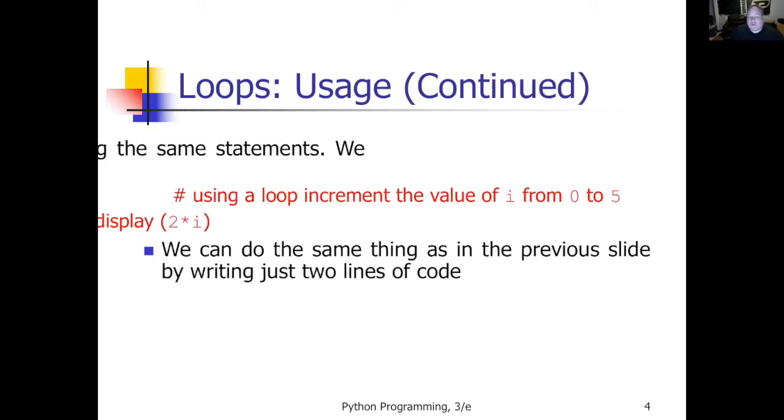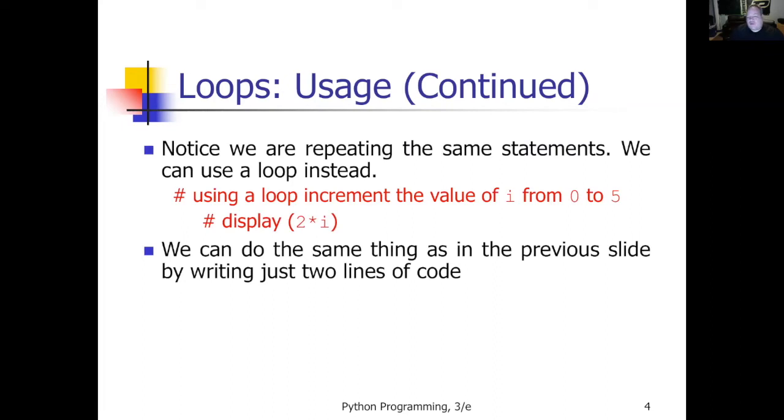But if we use a loop, then what we do is we eliminate these repetitive print statements, and instead we set up a loop that increments the value of some counter, let's say the variable i. I like to use the variable i, a lot of people do, i for increment, right? That's going to increment the value of a variable called, let's say, i from 0 to 5. So it's going to go 0, 1, 2, 3, 4, 5. And then inside the loop, you just display 2 times i.